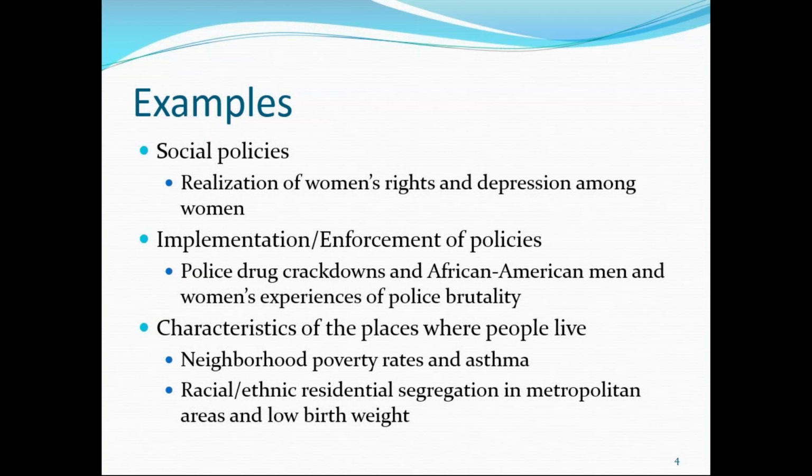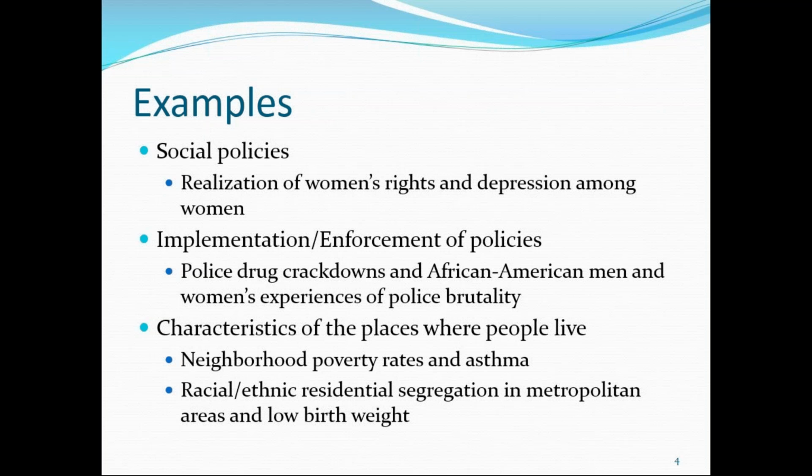Turning now to the ways that policies are implemented and enforced, there are several colleagues of mine here at Emory who study law enforcement practices as a public health exposure. And what we have found time and again is that more aggressive policing strategies, particularly more aggressive drug-related policing strategies, are associated with higher rates of police brutality among African American men and women who are exposed to these forms of policing.